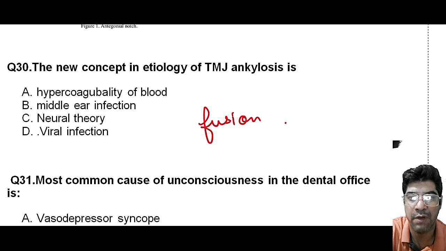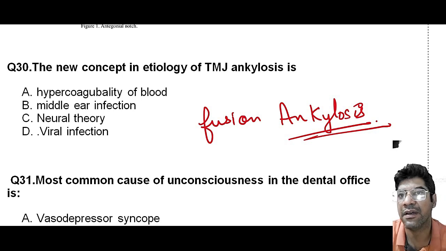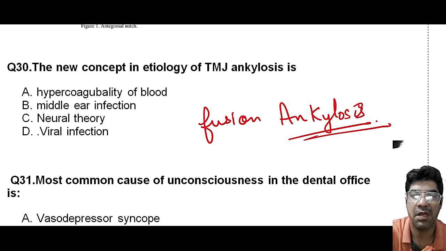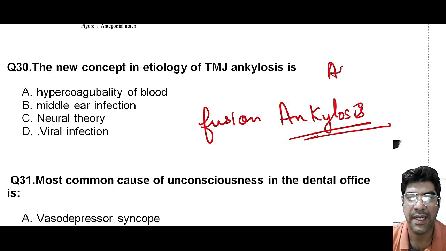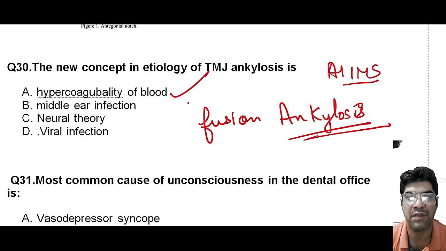So the blood clot will organize, leading to formation of fibrous tissue. This fibrous tissue can result in the fusion or ankylosis of the TMJ. As the fibrous tissue accumulates and hardens, it can restrict the normal function of the TMJ and cause ankylosis.